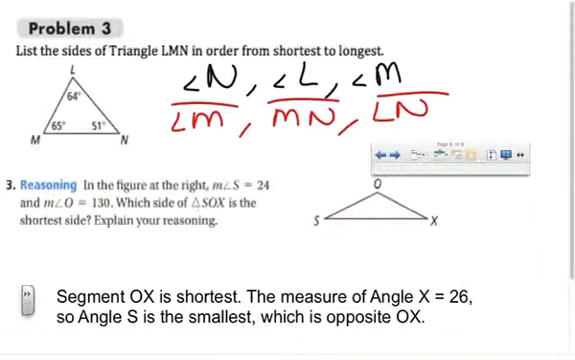Okay. Let's go through the line of thinking. I know angle 1 is 130. I know angle S is 24. And when I add the two angles and subtract from 180, I find that X is 26. That means that angle S is my smallest angle. It's going to be opposite my shortest side. The other two letters of that triangle are OX. There it is.